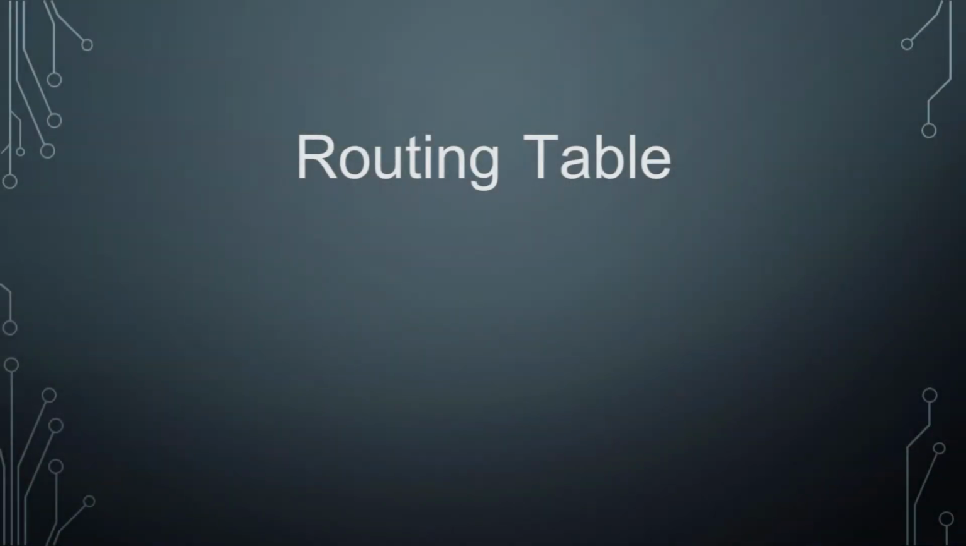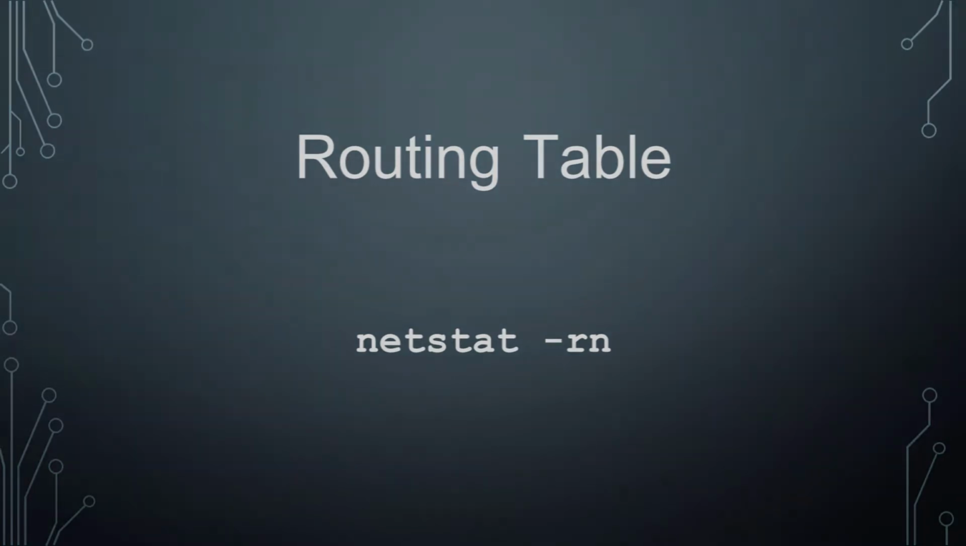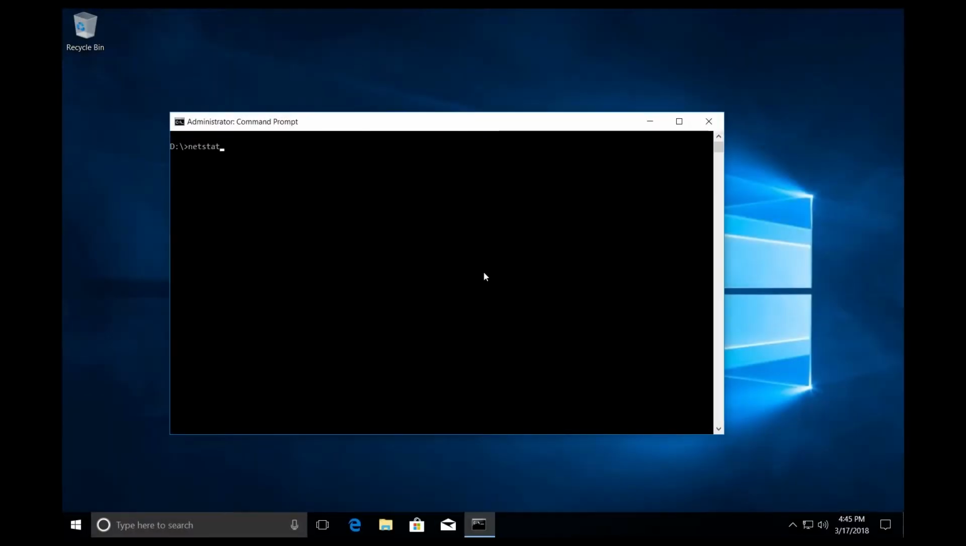Now we view the routing table. If an attacker is using the machine to perform sniffing or evade network security, the routing table may have been altered. We use the command netstat -rn.